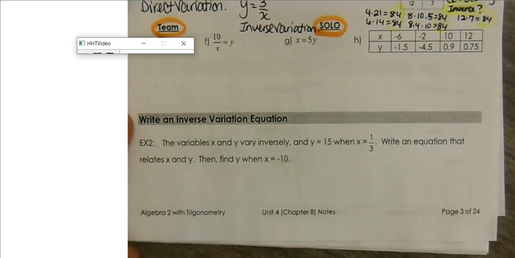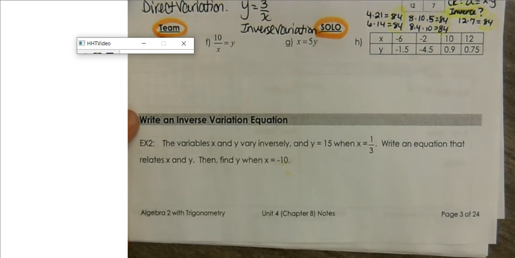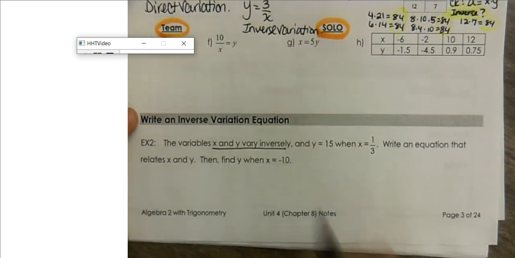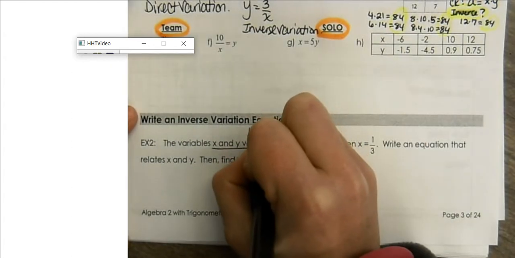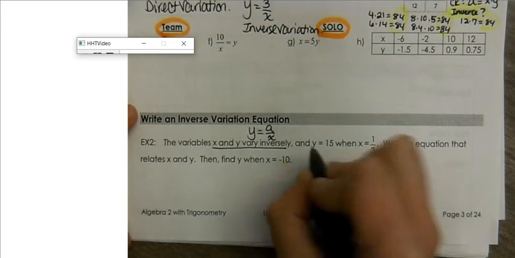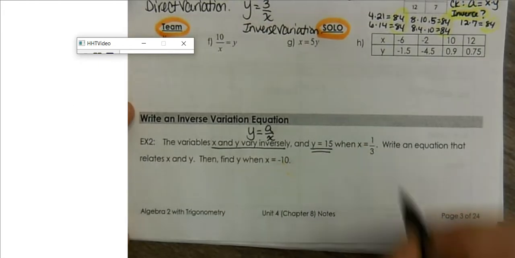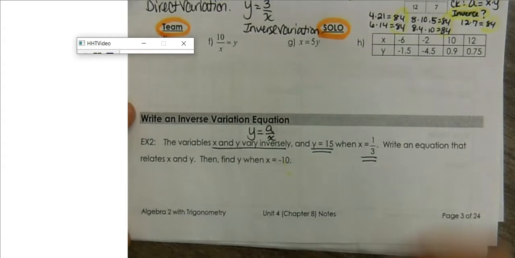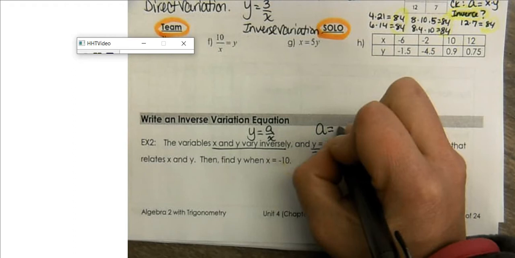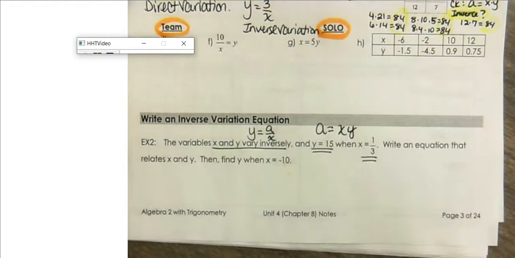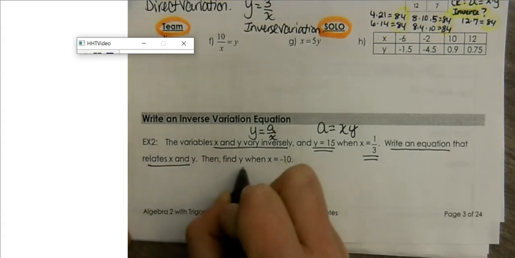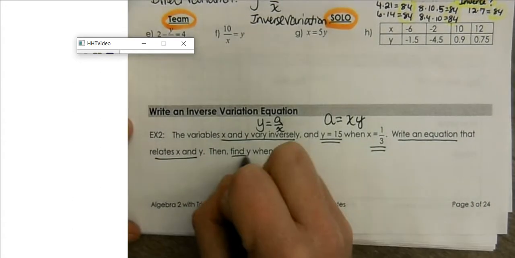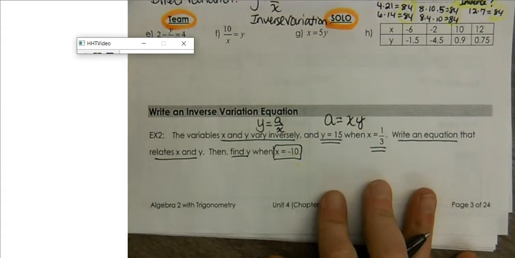In example number 2, it says that the variables x and y vary inversely. So therefore, I'm going to be working with the equation y is equal to a divided by x. In this problem, they tell me that y is equal to 15 and x is equal to 1/3. And I know that to find my constant of variation, since we're dealing with inverse, that's going to be x times y. So I want to write an equation that relates x and y. And then after I have that equation, I want to find y when x is equal to -10.